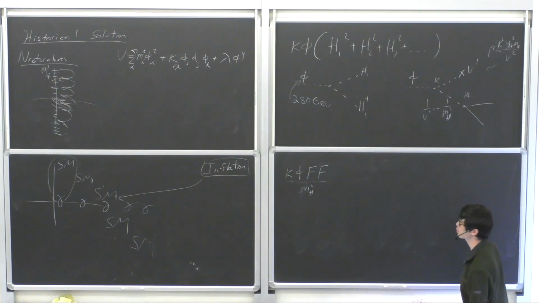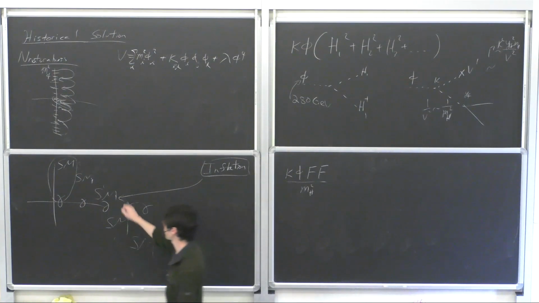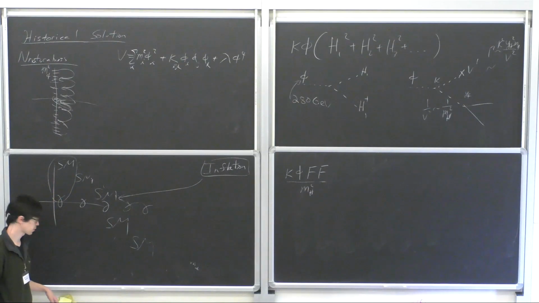So the main point of all this, quick diversion, is that it's very easy to arrange for things to decay into the very lightest sector. And naturalness is not the only reason people care about this, so I thought I'd at least mention it briefly.